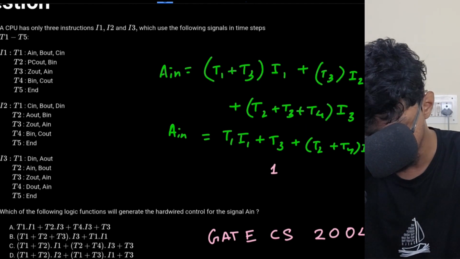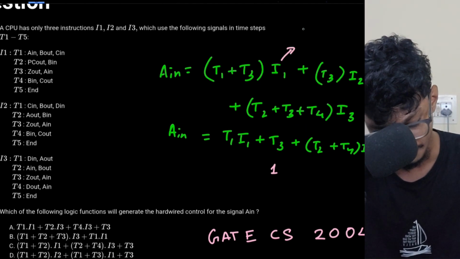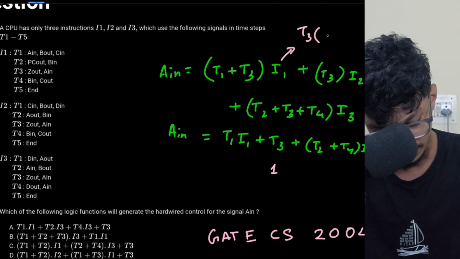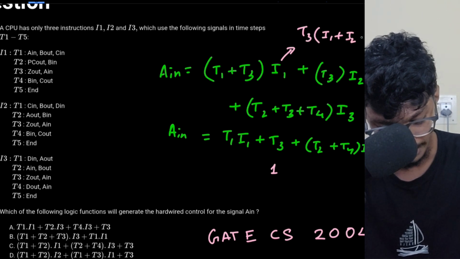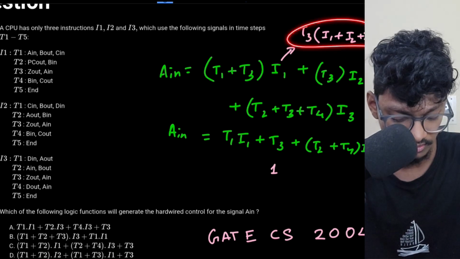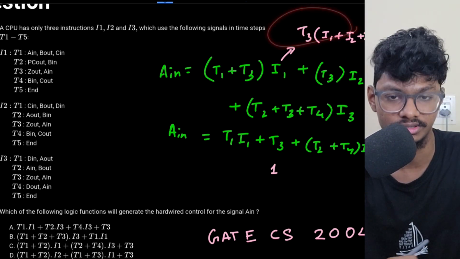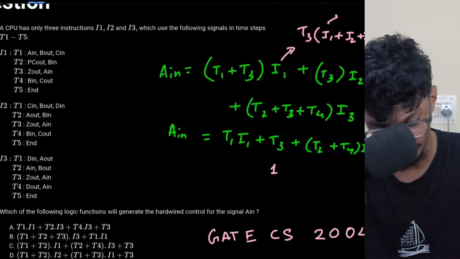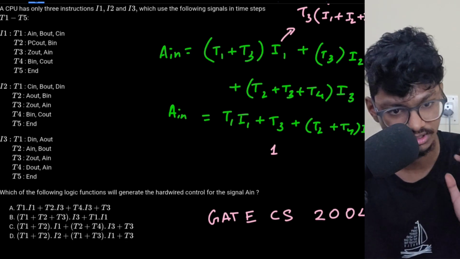How does it become? Like we do it like this. Here T3, I1 or I2 or I3. I only have these 3 instructions, right? It doesn't care whichever instruction it is, it will always be on. That's why I1, I2, I3 is simply 1. Okay, I hope you understood this point.